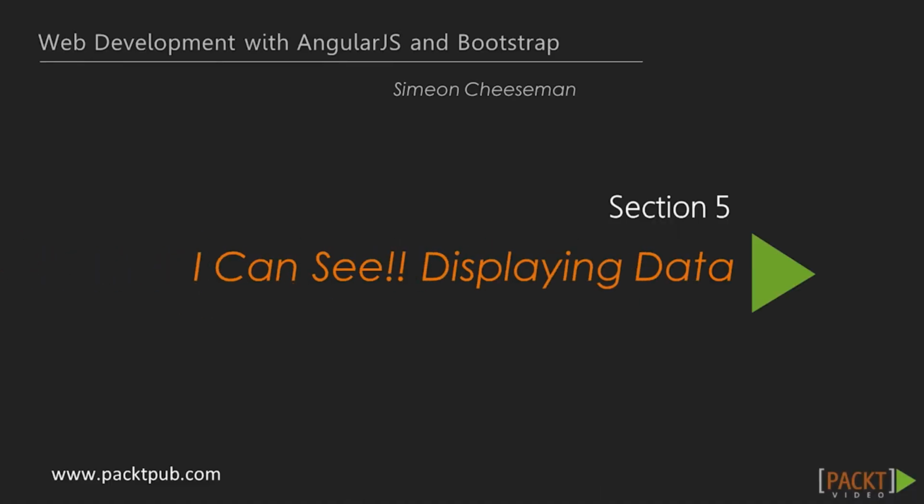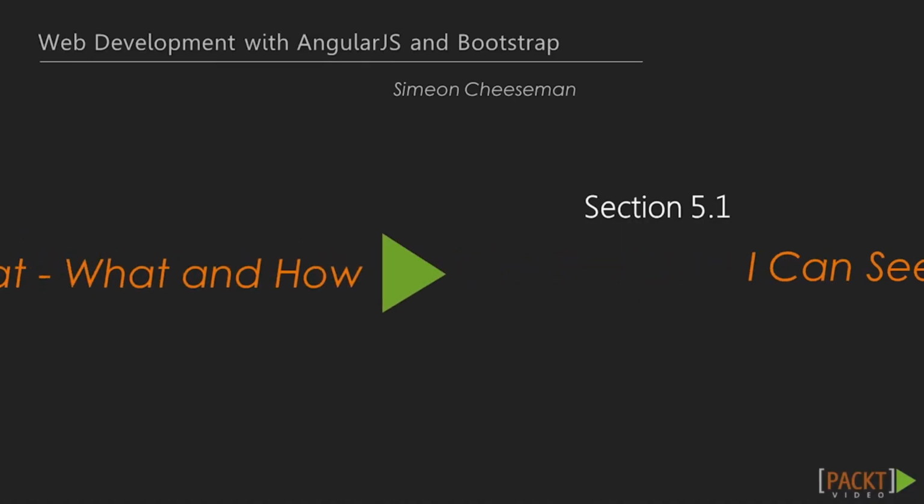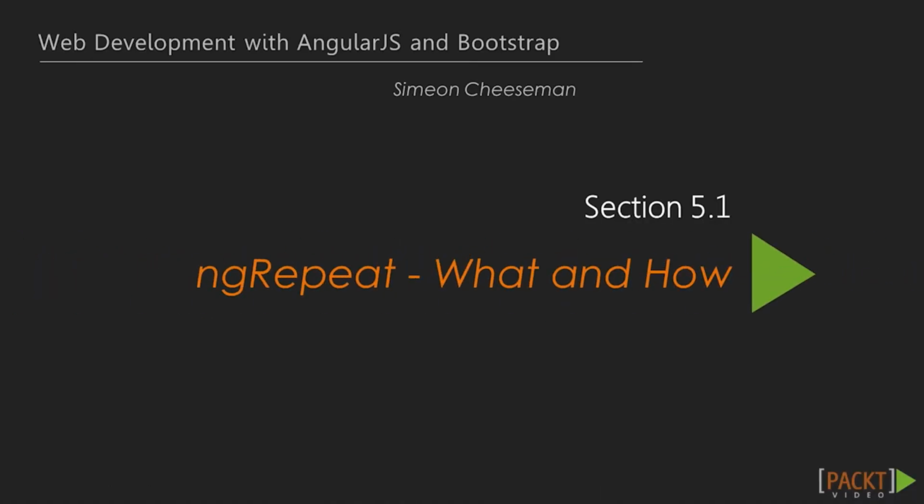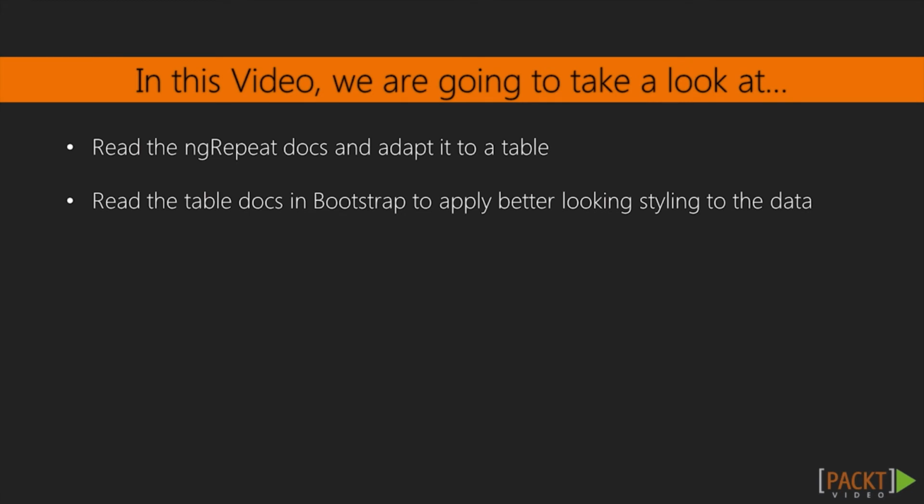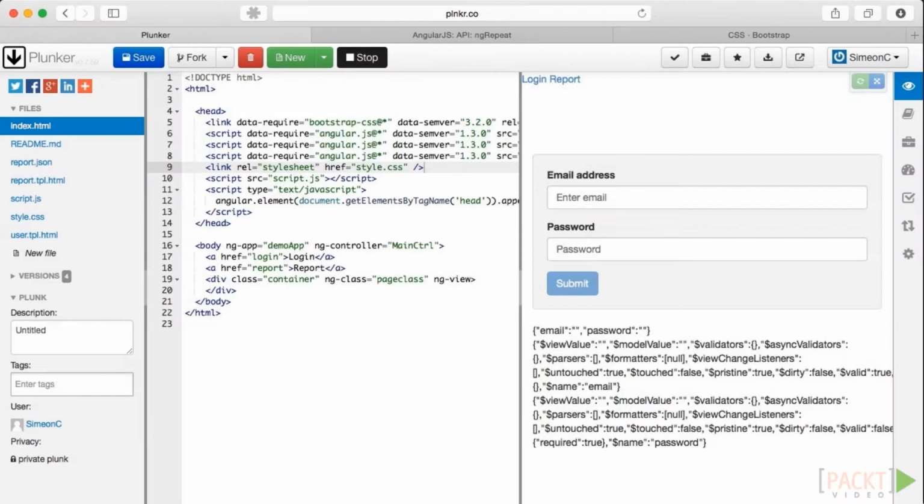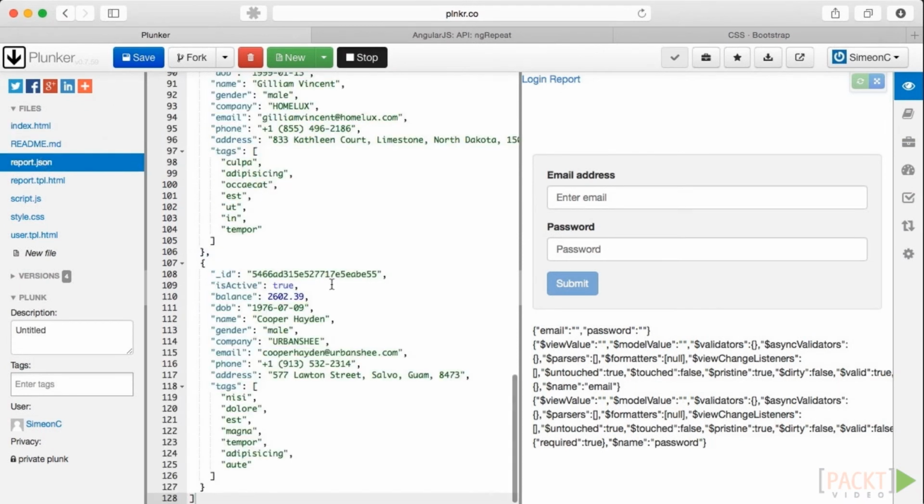Welcome back to web development with AngularJS and Bootstrap. In the last section, we looked at using Angular's route module to show multiple pages without needing to refresh the page. In this section, we're going to have a look at displaying data with ng-repeats. In the code bundle for this video, I have updated the report.json file with some sample code. In this case, it's just some fictional customers.